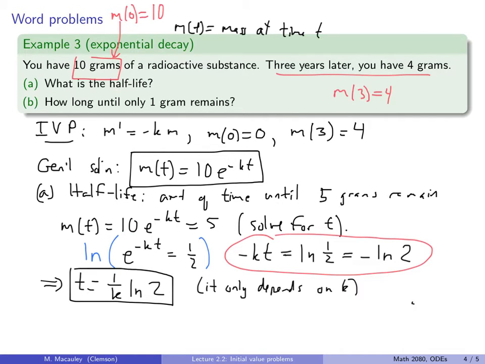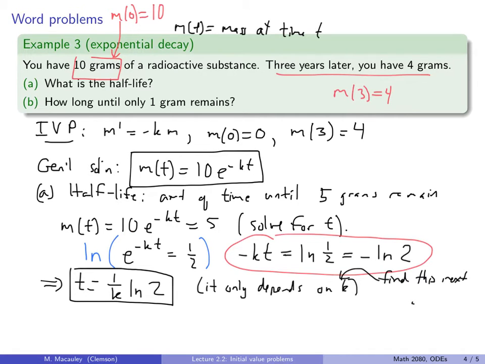Yeah, we have the half-life in terms of k, but we don't know what k is. And this guy here will help us get k. So to solve for k, we typically do the same method. We take one of our unused conditions, plug in the input 3, set it equal to the output, and that's what we get. So solve for k.